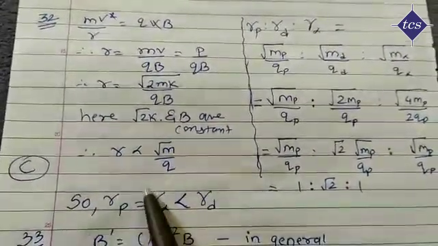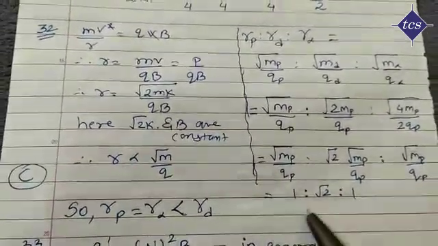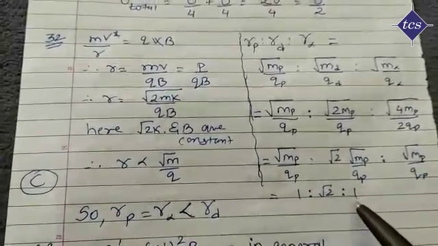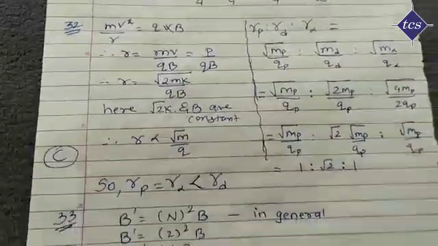That is another option, but in the given question the options are given in terms of numbers, so the correct option will be this, 1 is to root 2 is to 1, that is option number C.